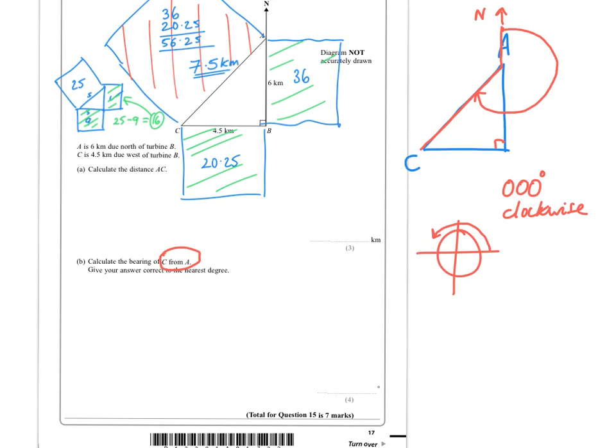If we had to go on the bearing of A from C, then we'd draw a north line at C, and we'll just turn on that north line clockwise until we got to the line connecting C and A. So the key word here is from, and what directly comes after that is where you need to start with your north line. Okay, so let's get back to what I was trying to do here. So give your answer correct to the nearest degree.